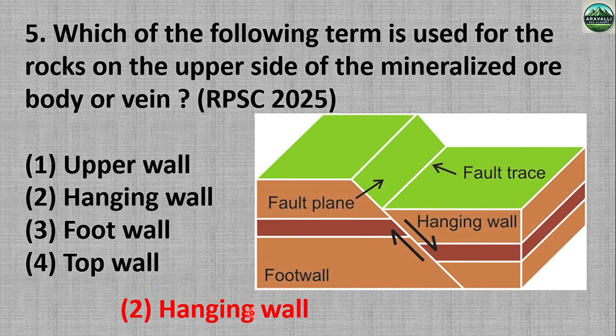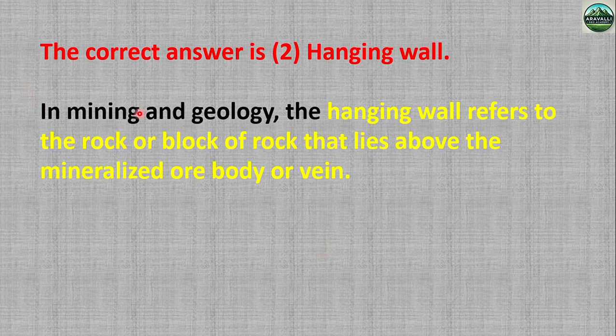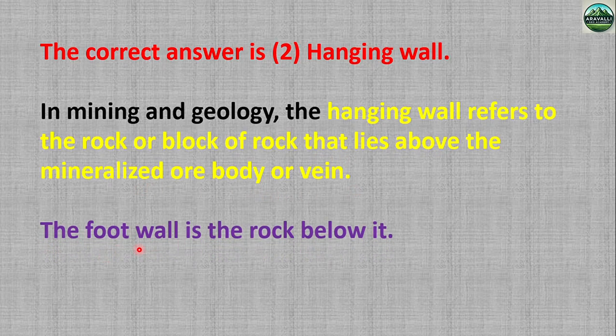See, this is the fault plane. The block above the fault plane is known as the hanging wall, and the block below this fault plane is known as the footwall. So the correct answer is 2, hanging wall. In mining and geology, the hanging wall refers to the rock that lies above the mineralized ore body or vein, and the footwall is the rock below it.